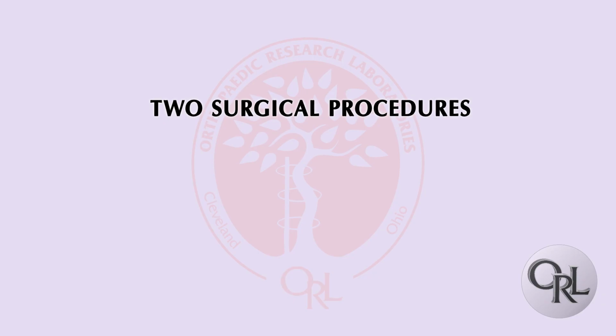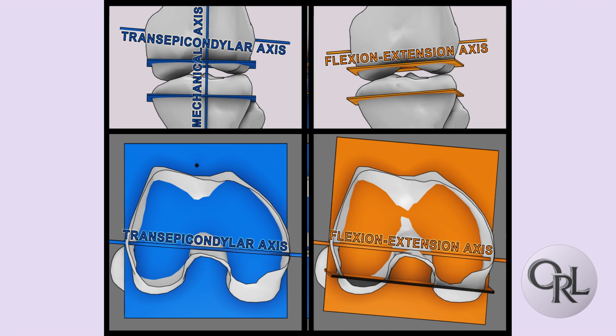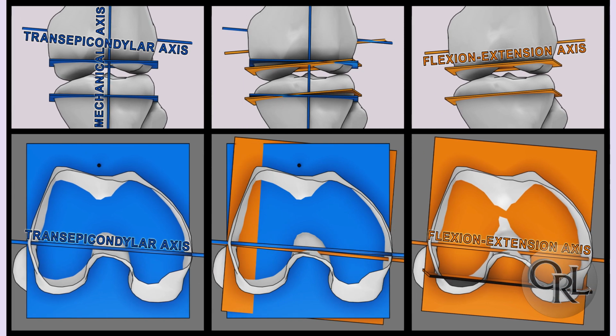Two surgical procedures were followed, the classic mechanical alignment and the more recently performed kinematic alignment. Mechanical alignment on the left places the components perpendicular to the vertical mechanical axis, while kinematic alignment on the right places the components parallel to the transverse flexion extension axis, which follows the inclination of the natural joint line in the AP view. These two approaches result in different bone resections, placing the TKA components in two different orientations, mechanically aligned in blue, kinematically aligned in orange. Two different KneeSim models were created, one for each case.